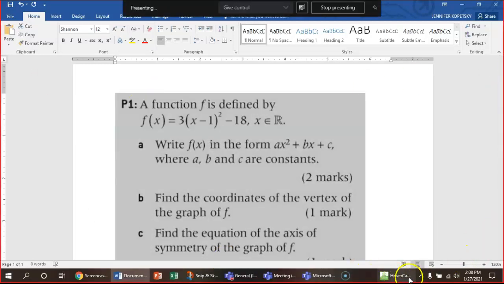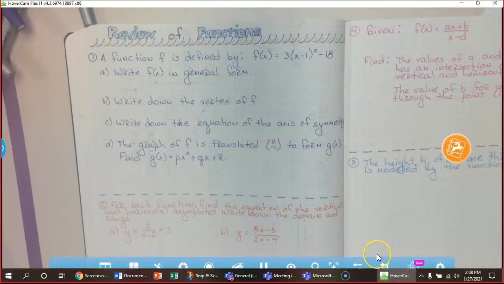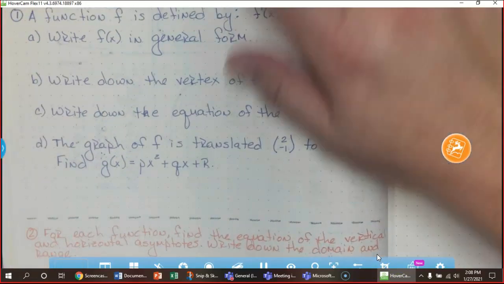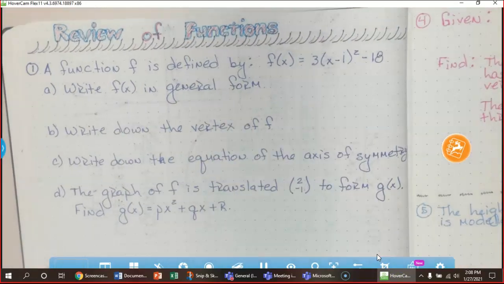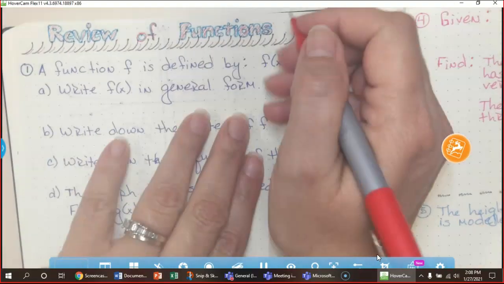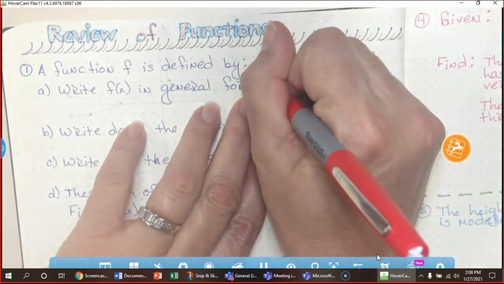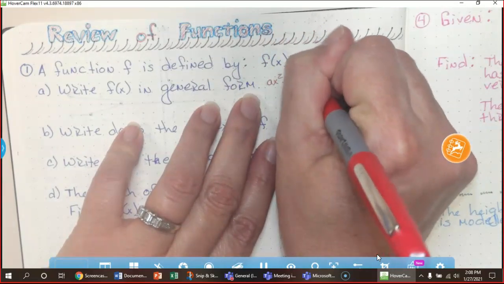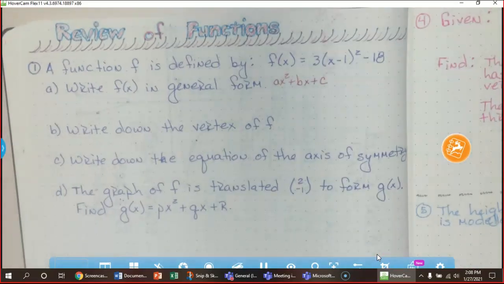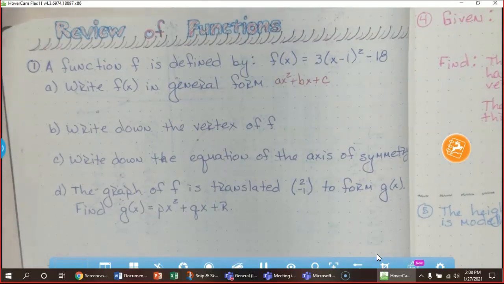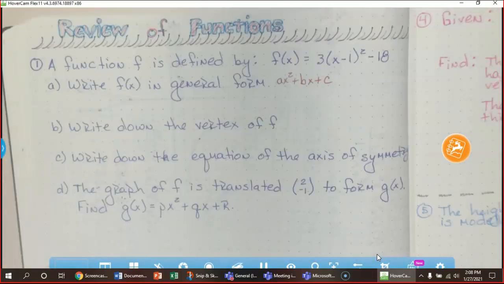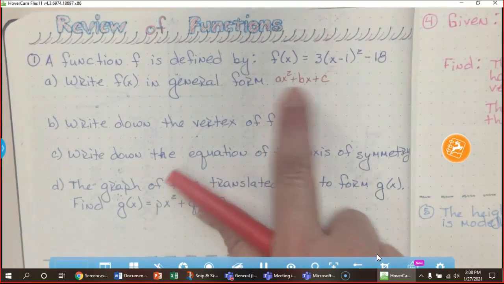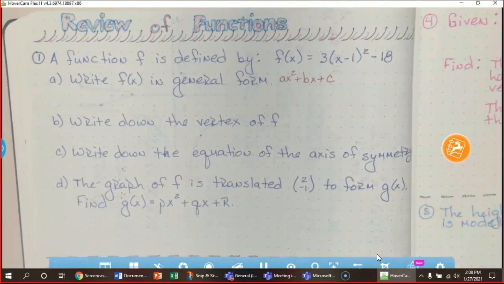All right, so you guys, here we go. So here's what I've got. A function is defined by that same function, and we want to write f of x in general form. And we said general form meant ax squared plus bx plus c. Okay, and then they told me that a, b, and c are going to be integers. Cool, awesome, fantastic. How do I turn this into this? Any ideas? What you got?